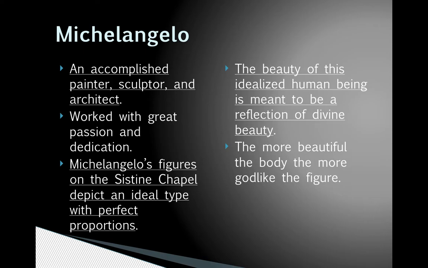So Michelangelo's our last major painter of the time period. He was an accomplished painter, sculptor, architect. He worked with great passion and dedication, and he did the Sistine Chapel. So what he did was he painted the ceiling of a very famous church, and he painted it based on the idea of the beauty and idealized human form. And what that means is the more beautiful the body, the more divine or godlike.